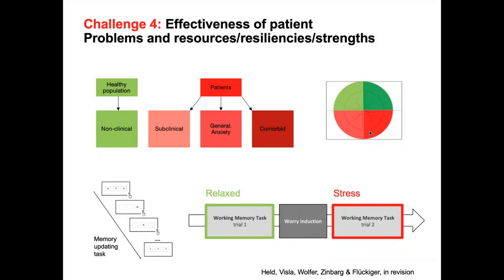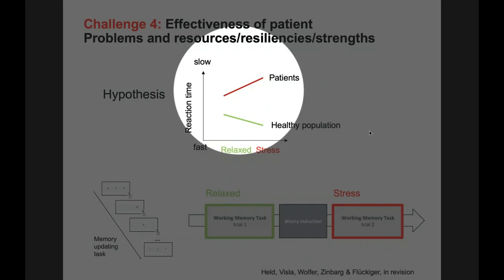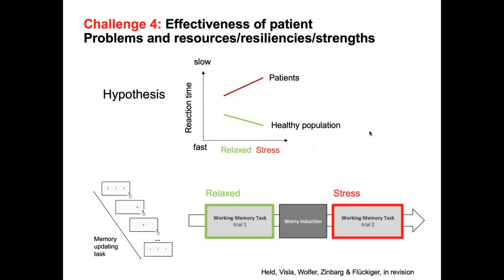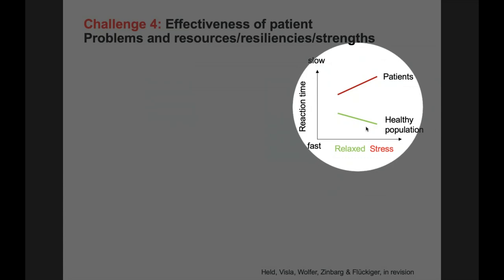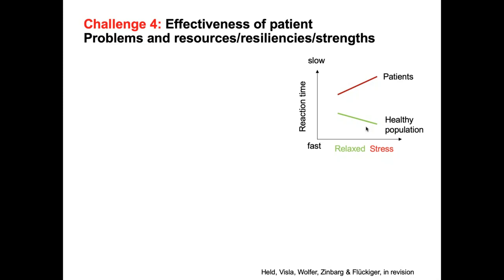We thought, based on the literature, that the psychotherapy patients would probably be slower in the second working memory round, because it would be a little bit long for them and they would be tired, and so they would not be so fast. And the other way around, that would be the question, in the healthy population maybe they are faster because they could help the concentration, and so the second working memory task would be faster. That would be the hypothesis.